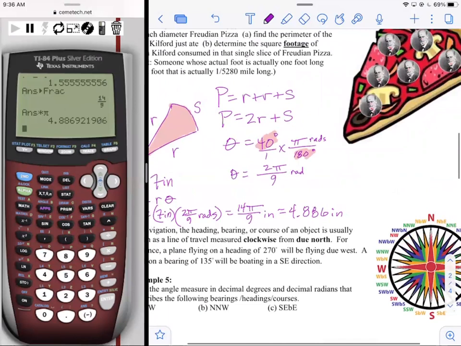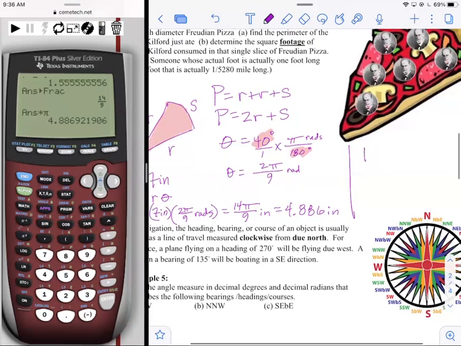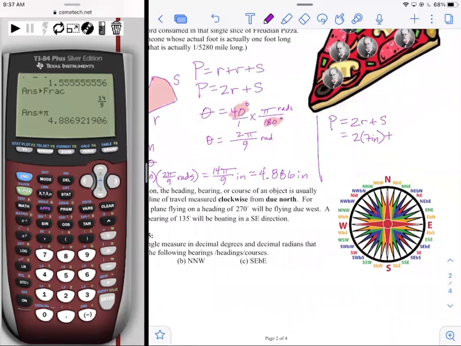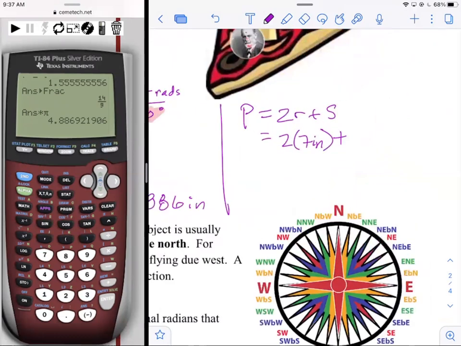All right, now that I have that piece of the puzzle, I can come back to the perimeter. So the perimeter, remember, was 2R plus S. And now we can plug in. That's 2 times 7 inches plus the arc length. Now, which version of the arc length do I want to use here? Do I want to use 14.886, which is a rounded approximated answer, or 14 pi 9ths, which is exact? The exact one. Very good.